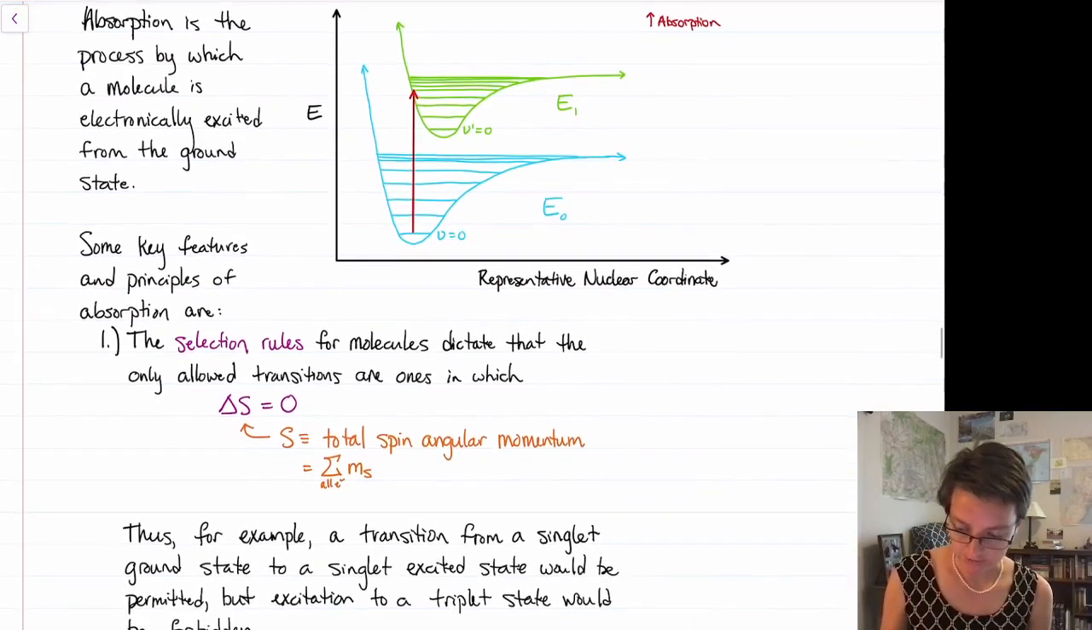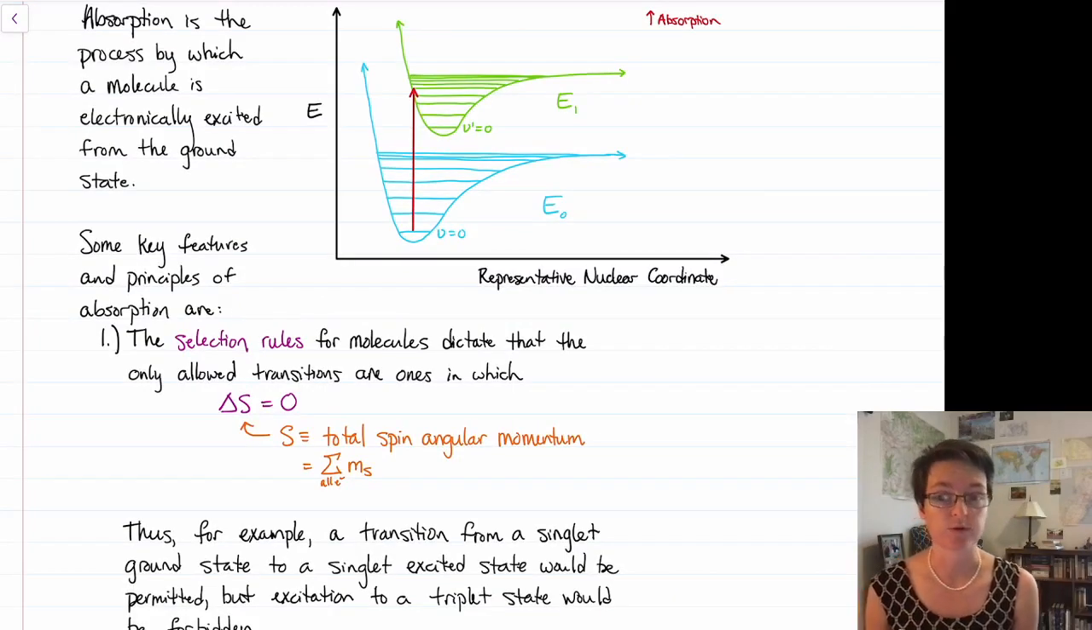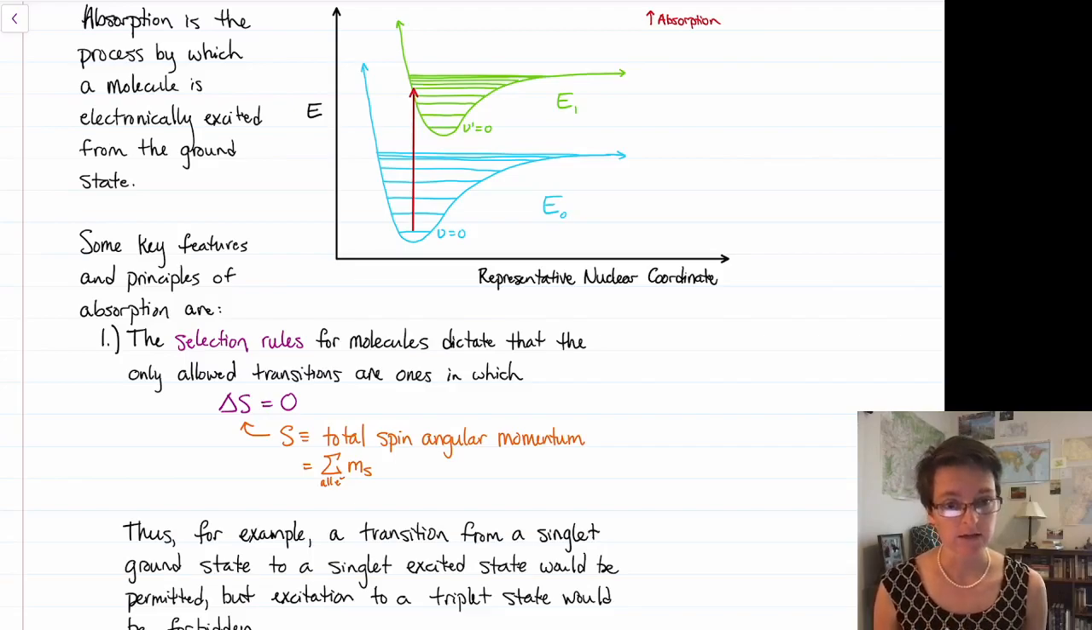There's a couple of key features to point out about how absorption works in practice. Selection rules for molecules are a little bit relaxed compared to those for atoms. We don't need to worry about the orbital angular momentum of a molecule, but we still do need to worry about its spin state. So just like for atoms, selection rules for molecules dictate that these absorption processes only happen between states that have the same multiplicity. So we can do a transition from a singlet to a singlet state or a triplet to a triplet state, but a singlet to triplet absorption transition is forbidden and is not observed experimentally.